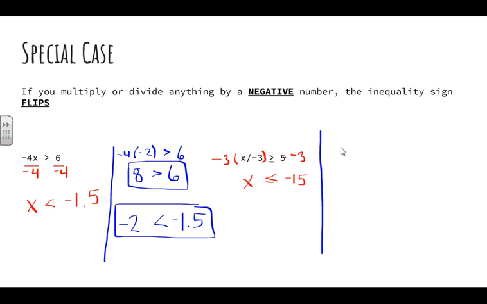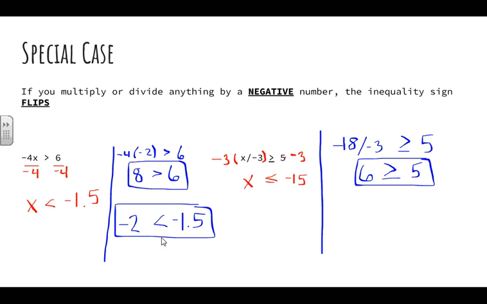Now let's not do negative 20. Let's do negative 18. If we do negative 18, we'll have negative 18 divided by negative 3 is greater than or equal to 5. Negative 18 divided by negative 3 is a positive 6. And that is greater than or equal to 5. So that's true.